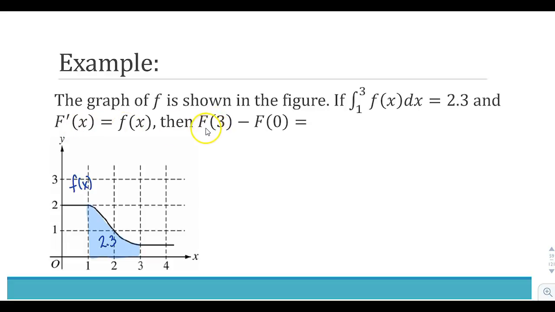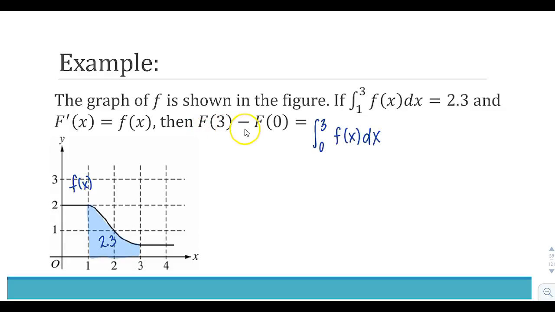Then we're asked to find what is big F of 3 minus big F of 0. So this is different because I have this 0 now involved, but the information I was given was from 1 to 3. So what we want to do is think about big F of 3 minus big F of 0 as its equivalent in a definite integral form. So this quantity would be equivalent to the integral from 0 to 3 of little f of x dx. That's what I'm being asked to find.